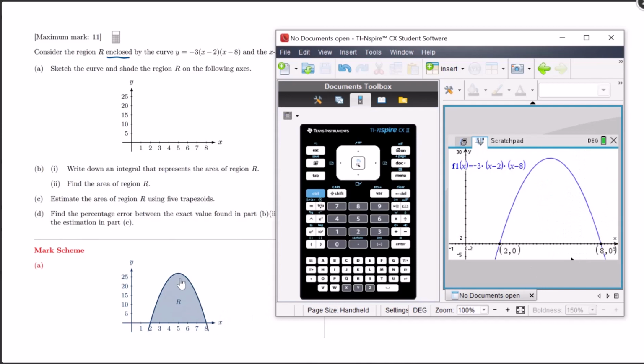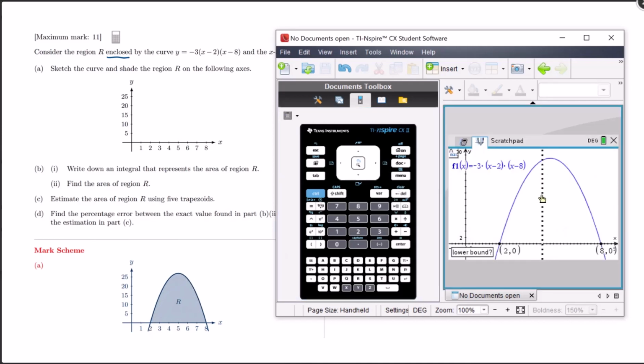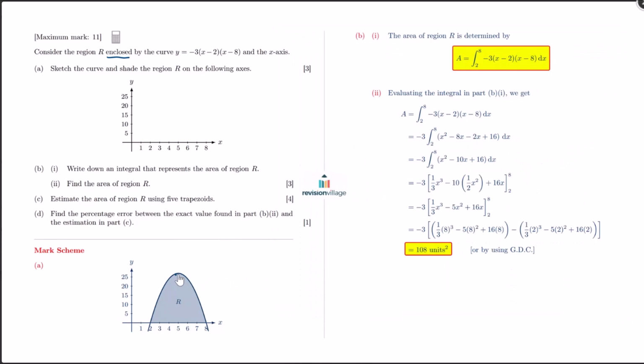And I'd also recommend finding the coordinates of the turning point so that the curve is pretty accurate. So I'd go menu, analyze maximum, and it's 5, 27. So this coordinate here, it's just good on the sketch to be able to accurately show where it turns. So that's the curve there, and then the region enclosed by the curve and the x-axis is this shaded region here. So you just need to shade that on your paper. Okay, that is part A.